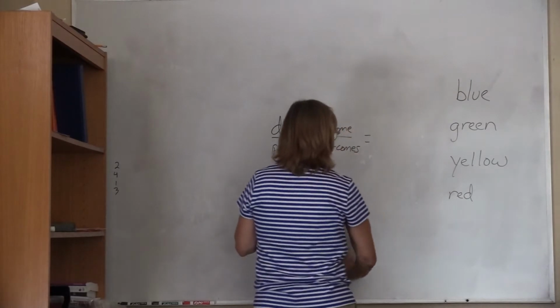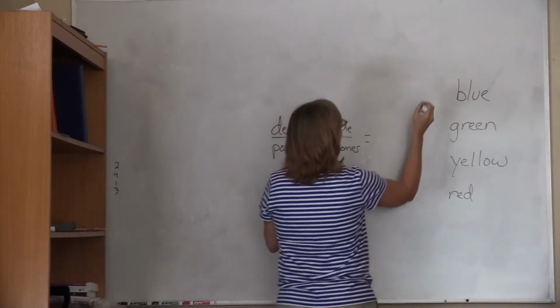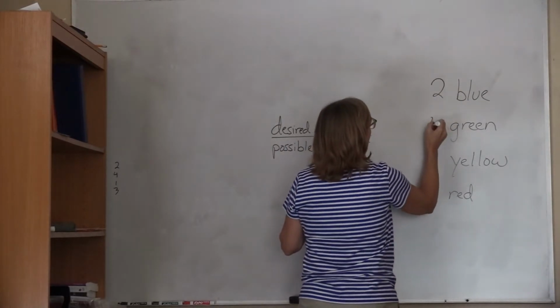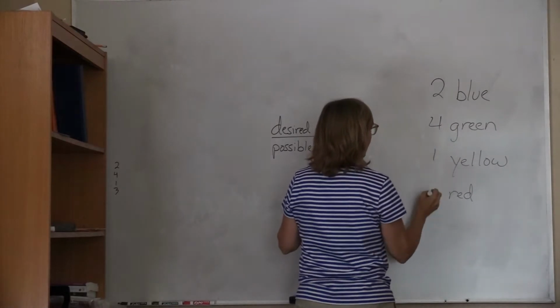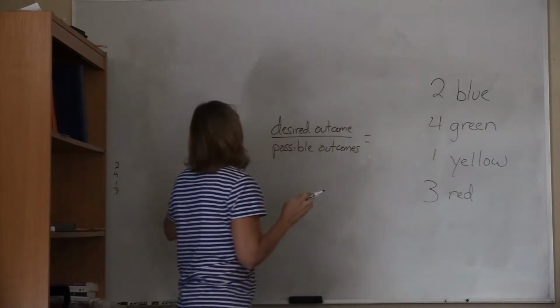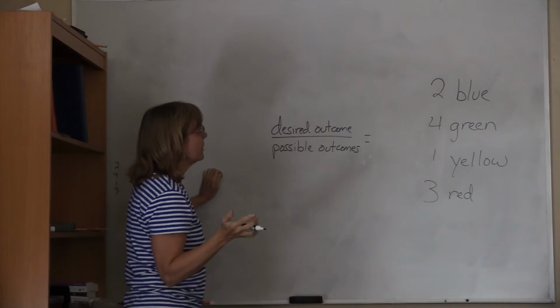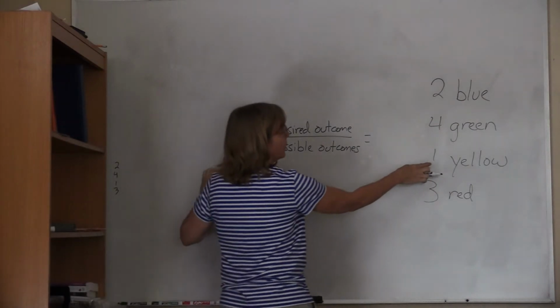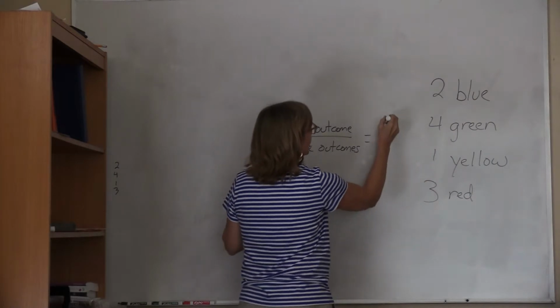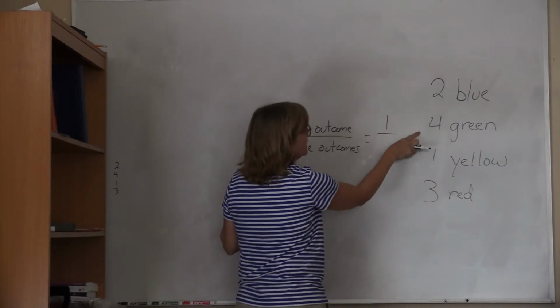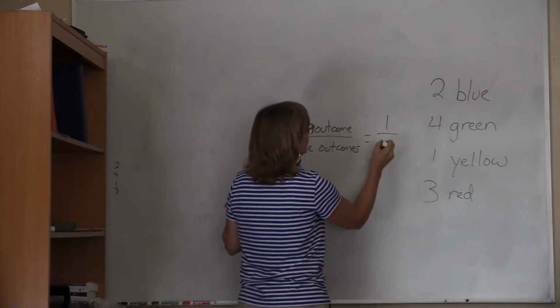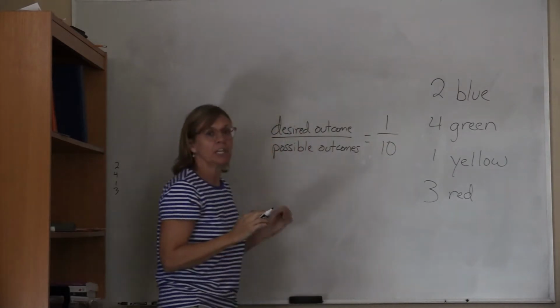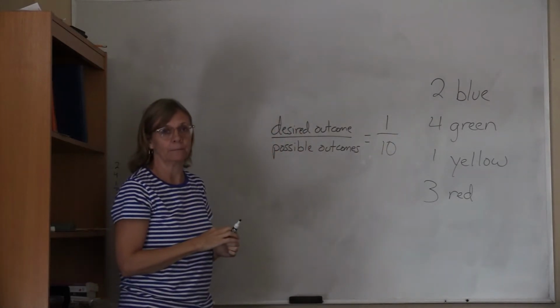So let's just change my numbers to make sure we're good on this. Let's suppose I have 2 blue, 4 green, 1 yellow, and 3 red, okay? Suppose I want to see how many chances I have that I would draw a yellow, the probability of a yellow. Well, I have 1 chance out of 2 plus 4 is 6, 7, 8, 9, 10. So I have a 1 out of 10 chance that I would draw a yellow.